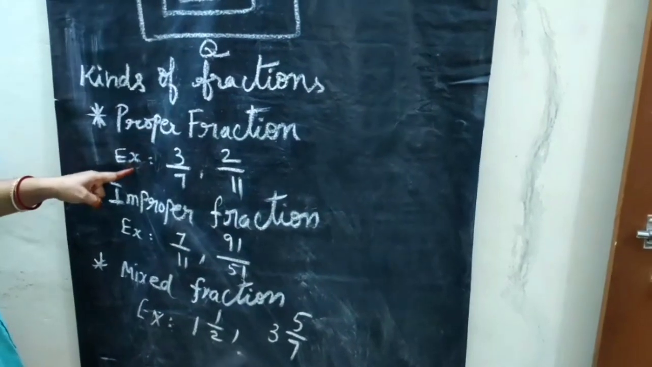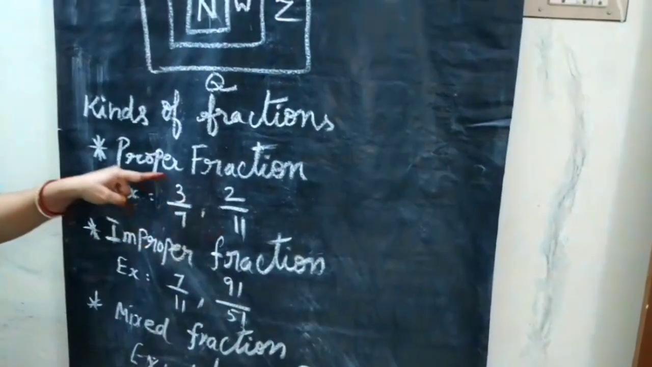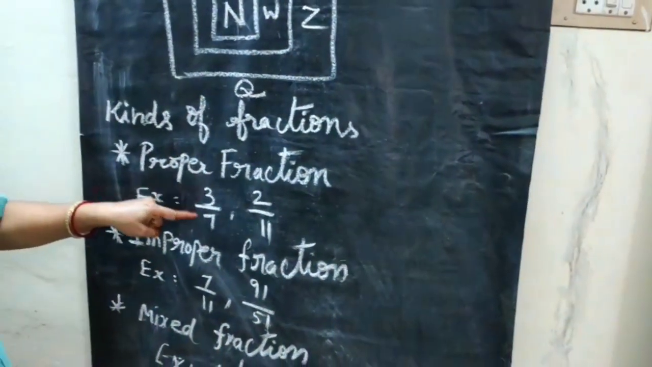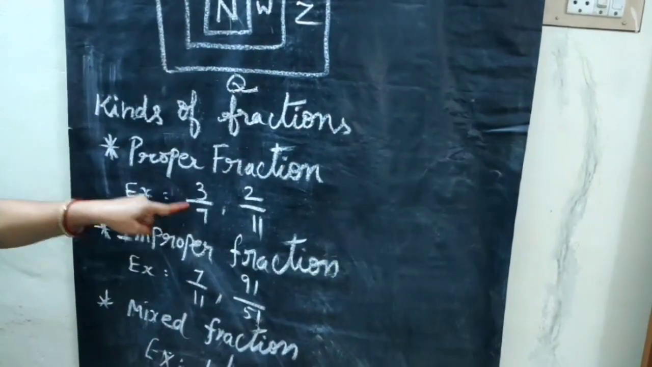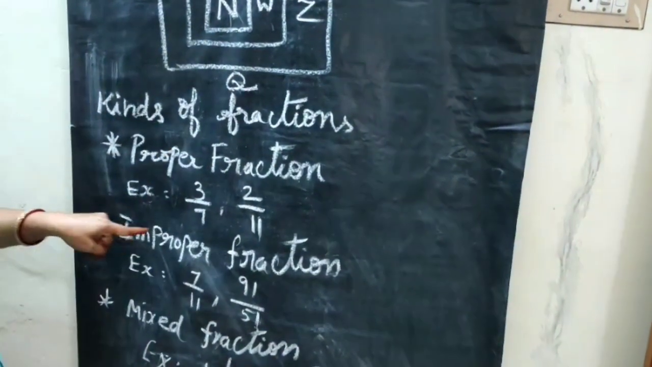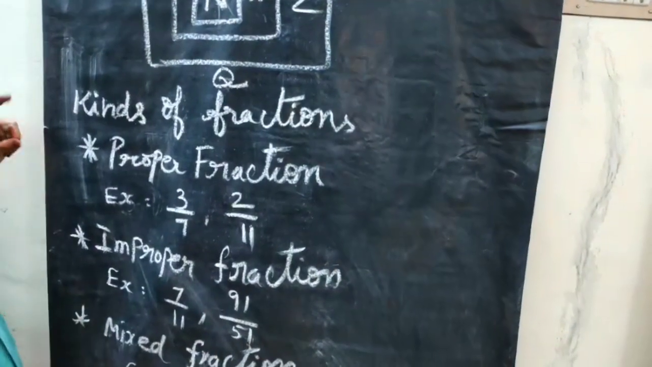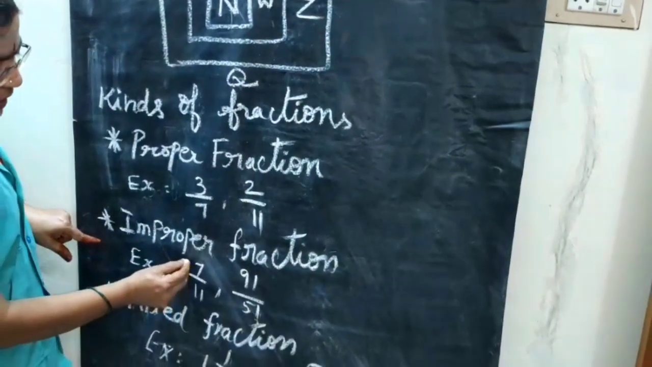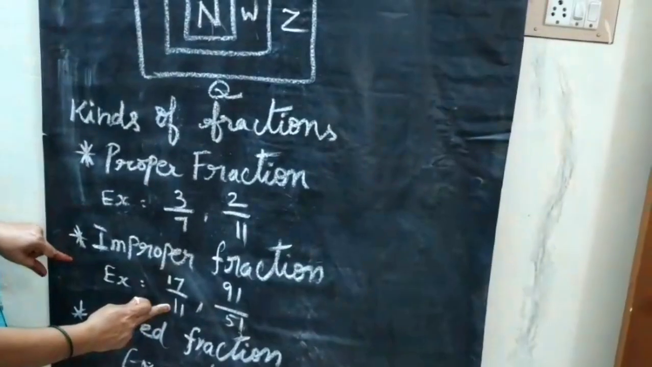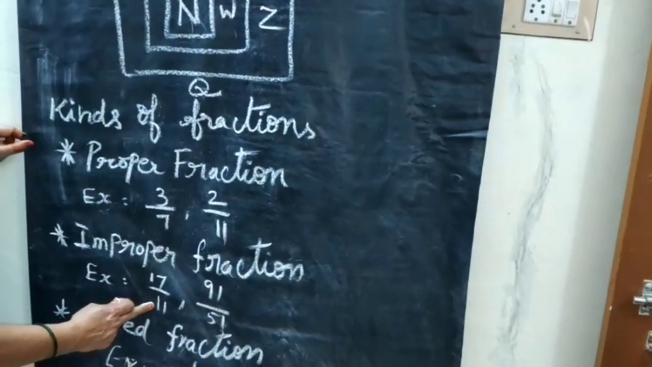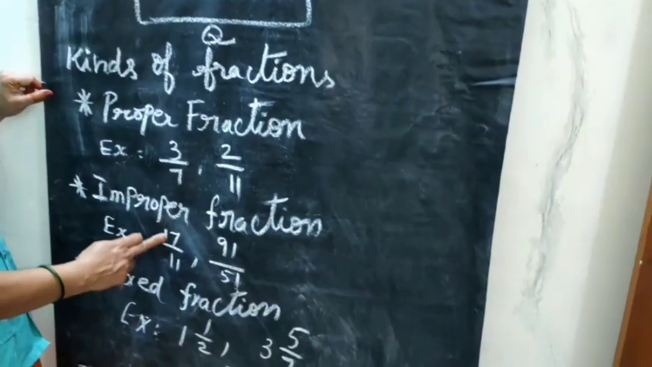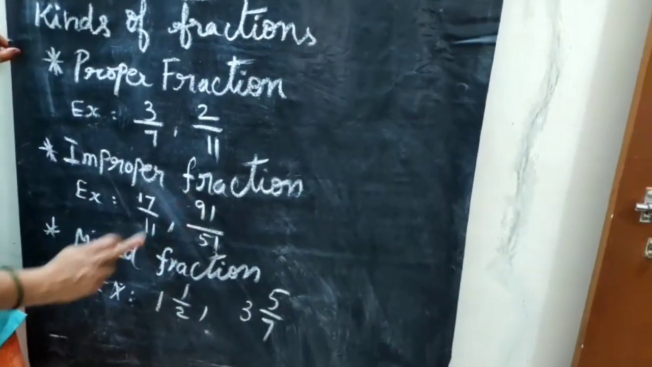Proper fraction, for example 3 by 7, 2 by 11. When the numerator is a small number and the denominator a big number, it is called a proper fraction. Improper fraction: when the numerator is a big number and the denominator a small number, it is called an improper fraction. 17 by 11, 91 by 51.